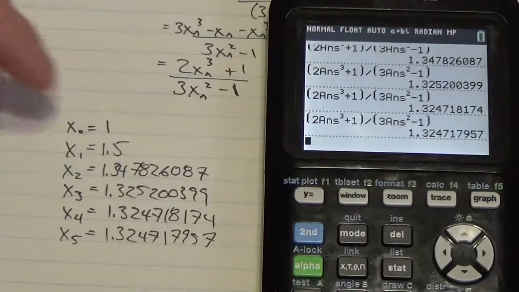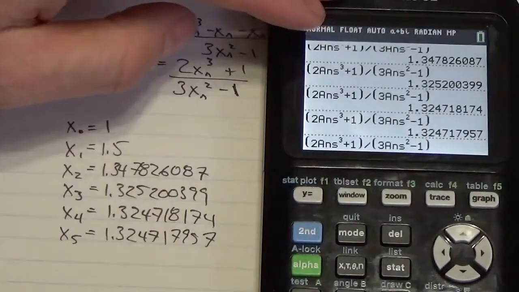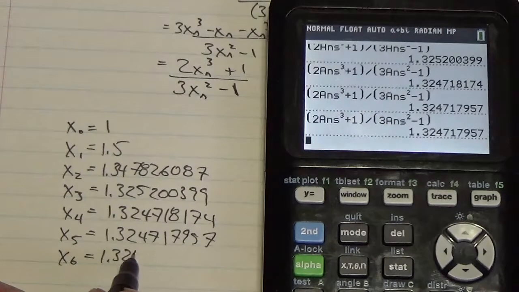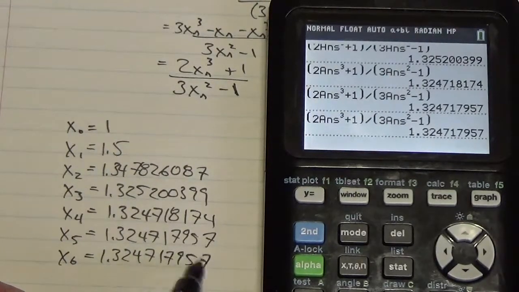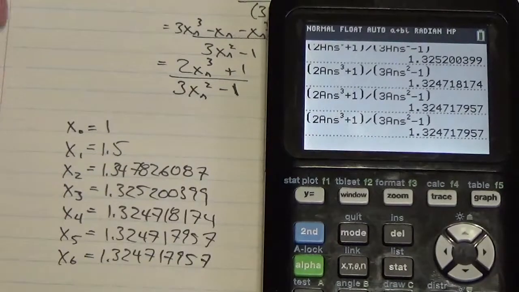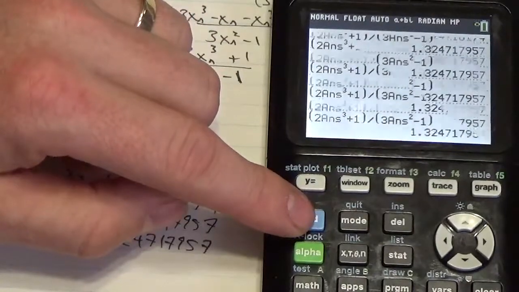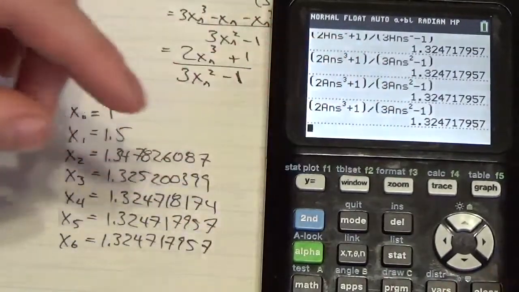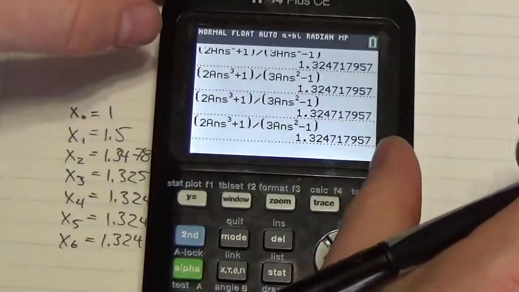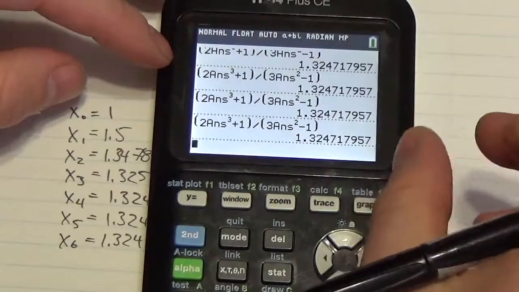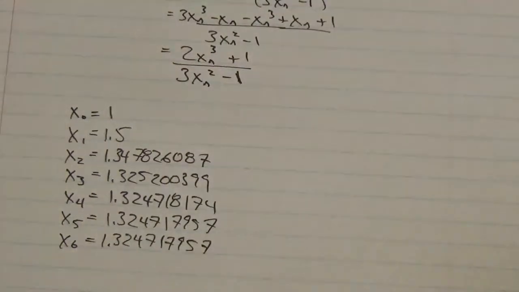Well, now 1.32471 seems to be repeated here. Let's do it again. And my sixth guess here is 1.324717957. Now look at that. They're exactly the same. And if I keep going here, enter, enter, nothing's changing. Now it could be that the change is happening way over here in terms of the decimals, but the calculator doesn't store that many beyond what you're seeing here.